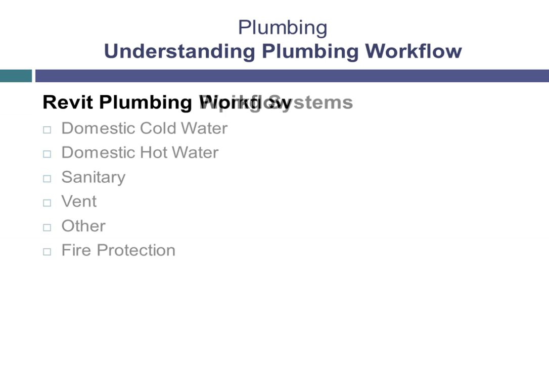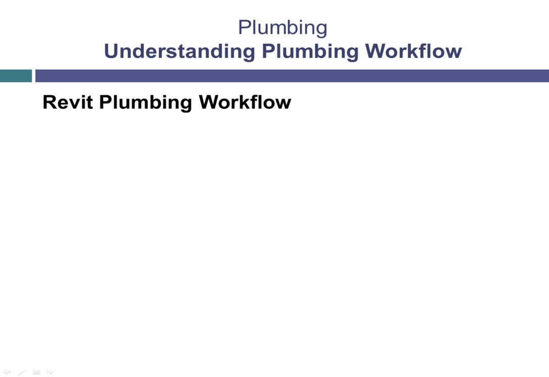When designing plumbing systems in Revit, you will typically use the same general process to lay out a system, despite the type of system. First, you need to add plumbing fixtures and any required equipment, such as water heaters, pumps, and so on.